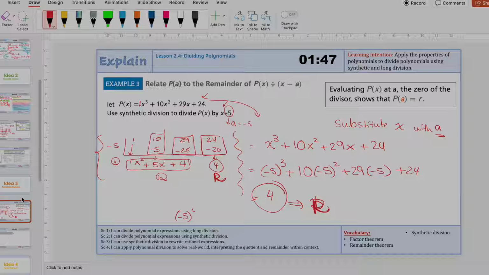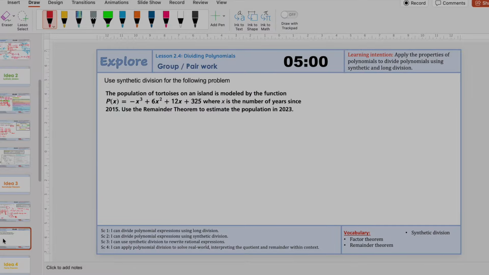Okay? I might ask you to verify the remainder theorem. So you're going to use synthetic division, showing me that this is the remainder, and then show me with the remainder theorem that you get the same remainder. So it's just another way of asking the same thing. That's another type of question you might get on this lesson, on the remainder theorem.